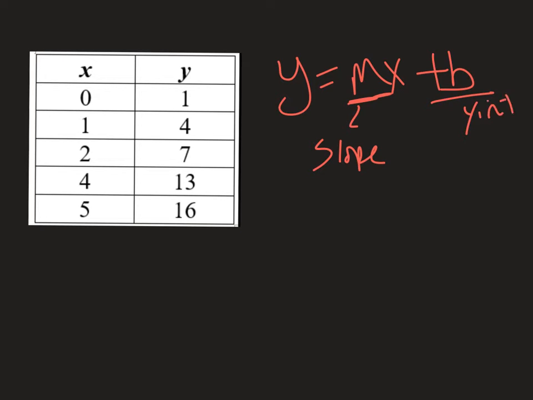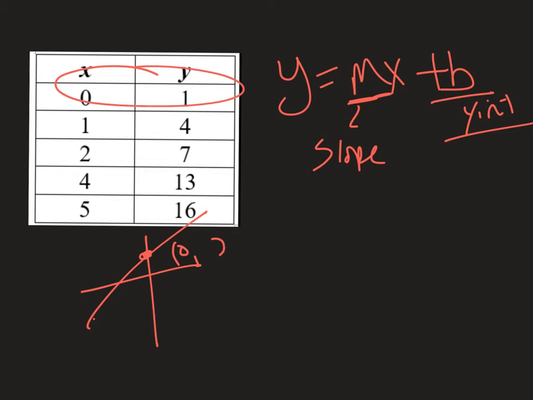Now, the y-intercept is super easy to find when we're looking at a graph because, like we talked about, a y-intercept is where a line is crossing the y-axis. Any time it's crossing the y-axis, our x has to be 0. So when we look at this table, we know that 1 is my y-intercept because x is 0. So I put a 1 right there because this point would be 0, 1.